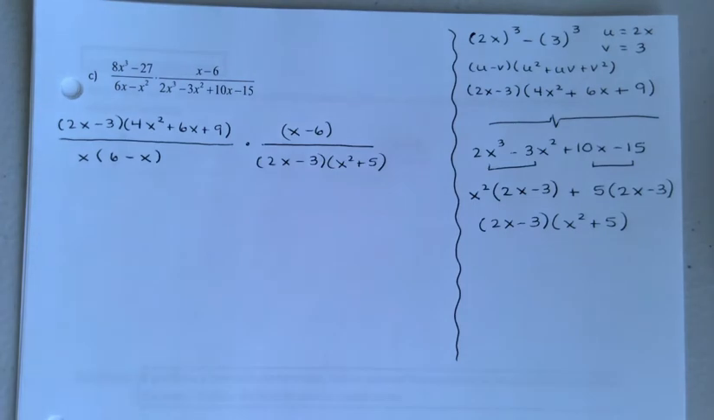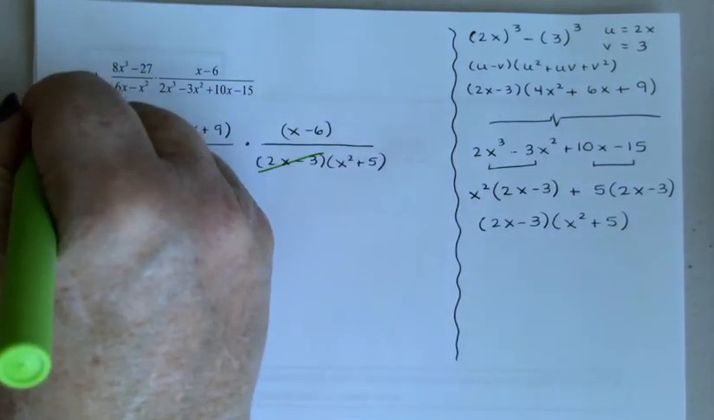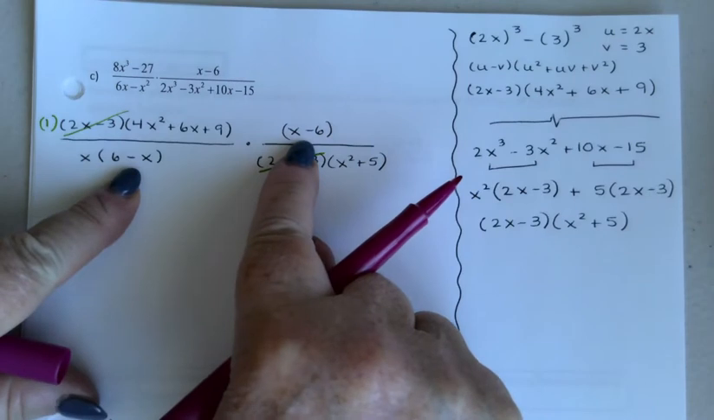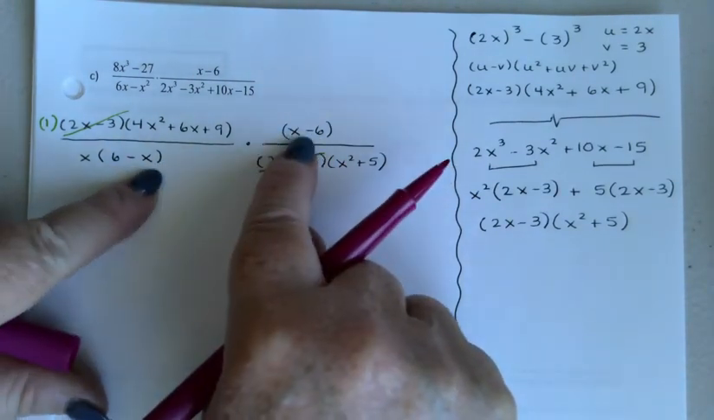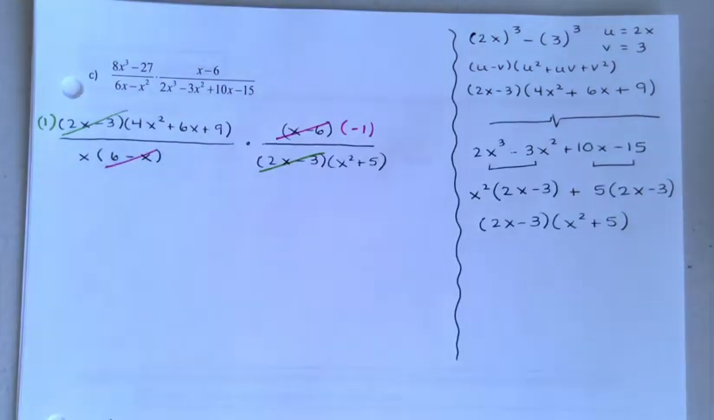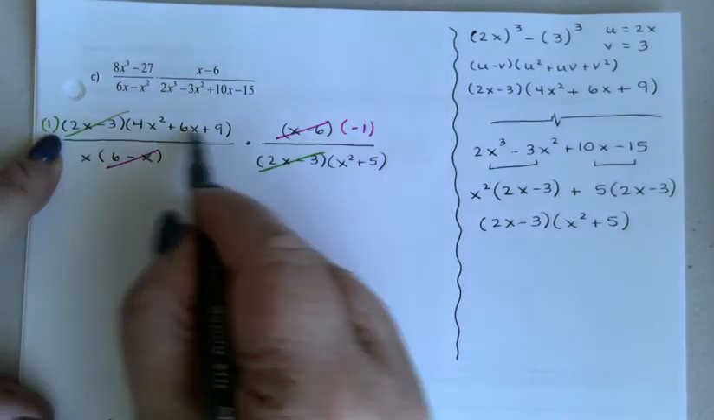All right, so let's see what we've got going on. 2x minus 3 divided by 2x minus 3 is positive 1. X minus 6 and 6 minus x, I can divide those, but again, the subtraction in reverse order. When I divide them, I get negative 1. And I think that's all this time. So on top, I have negative 1 times all of this.